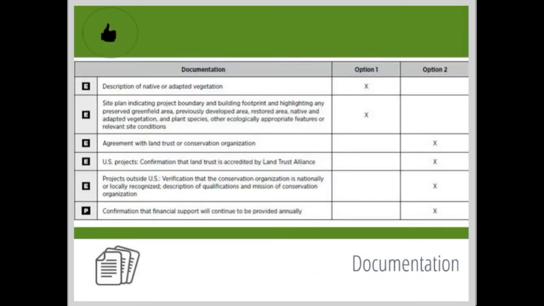The documentation requirements for this credit are straightforward and in line with the credit requirements. This credit is also eligible for exemplary performance under both options. For Option 1, projects should double the 20% restoration requirement and restore at least 40%. Under Option 2, projects should double the annual financial requirement by donating at least 10 cents per square foot or $1 per square meter.